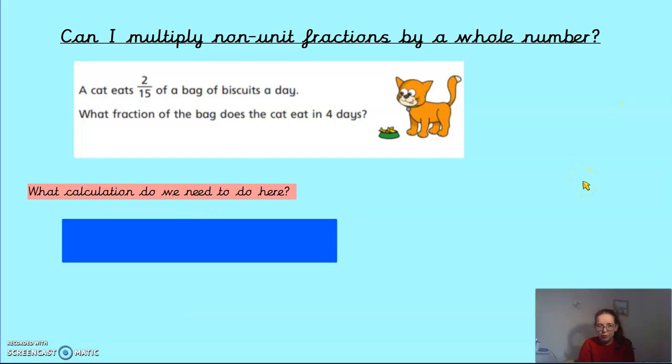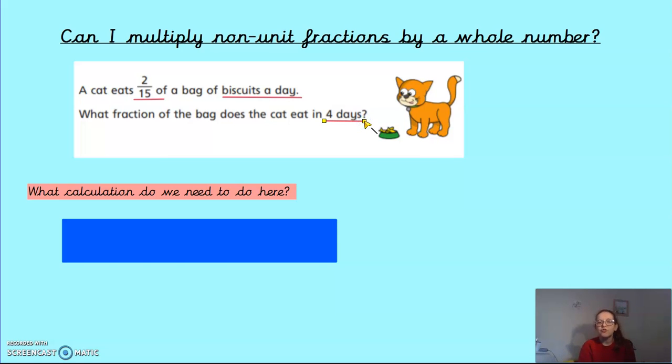Okay, here is a word problem for you this morning. A cat eats 2/15 of a bag of biscuits a day. What fraction of the bag does the cat eat in 4 days? So the key information here is a cat eats 2/15 of a bag of biscuits a day. So every day the cat eats 2/15. What fraction of the bag does the cat eat in 4 days?